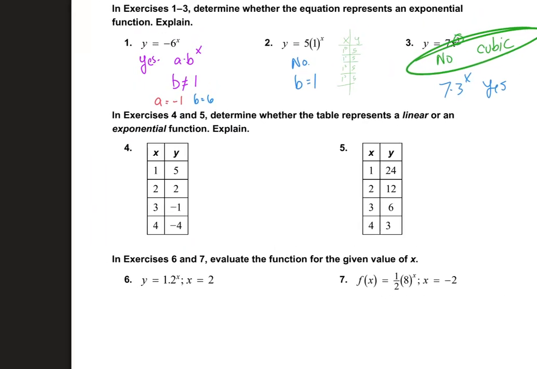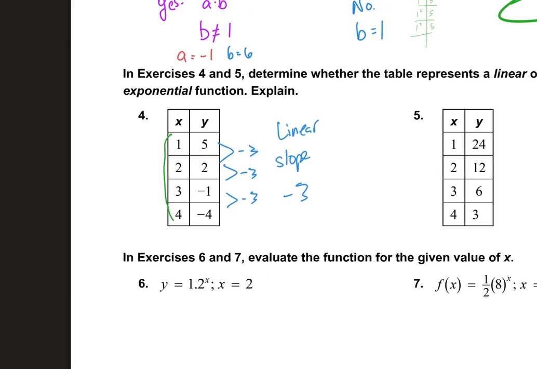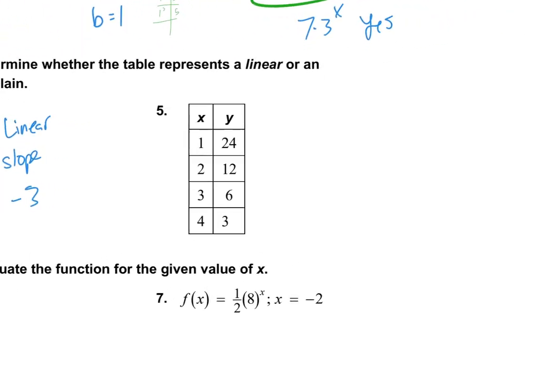Determine whether the table represents linear or exponential, and then explain. So our x is going up by 1 each time. I like to see that. This is going down by 3, down by 3, down by 3. That's linear because it has a constant slope of -3. That's it.